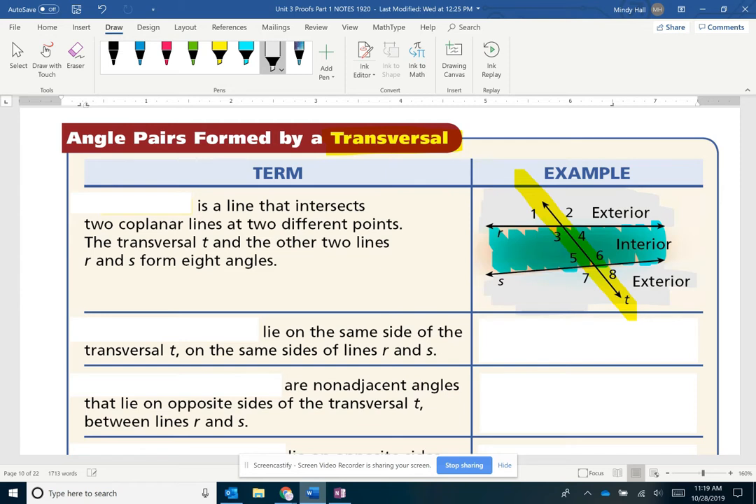Okay, so our first set is a line that intersects two coplanar lines. That is our transversal.